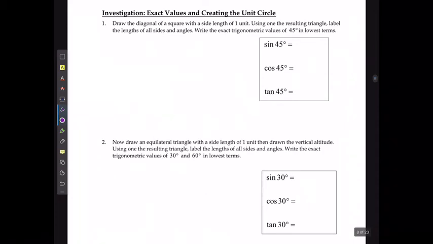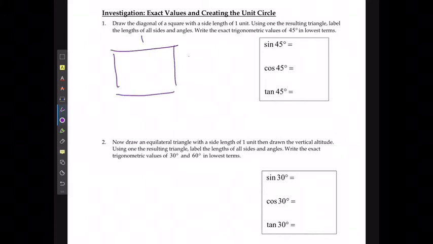Next, we're going to look at how to find exact values and how we're going to create what we refer to as our unit circle. So the first thing we have to do is draw the diagonal of a square with a side length of 1 unit. Well, I'm going to draw out my square first. All these sides are going to be 1.